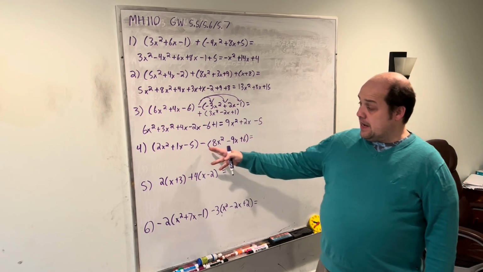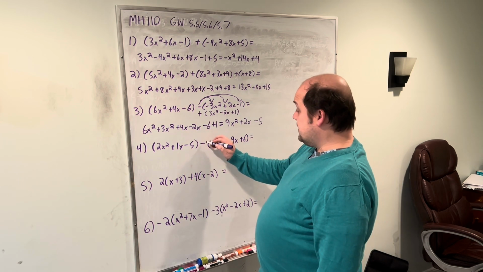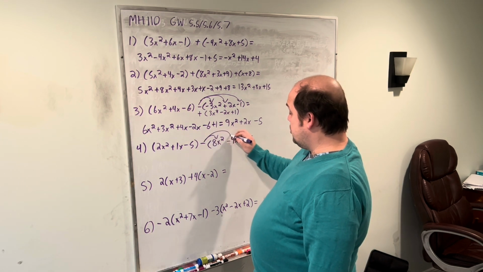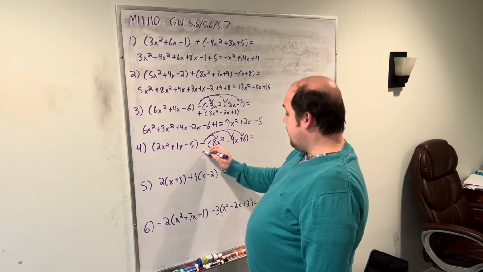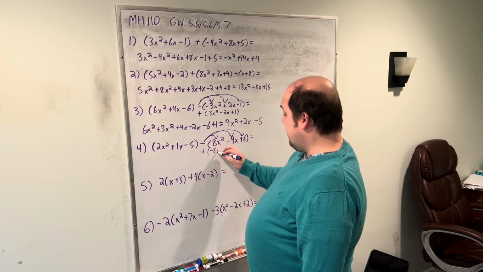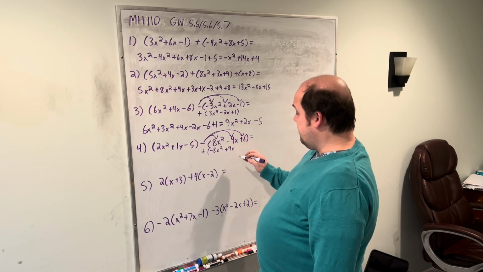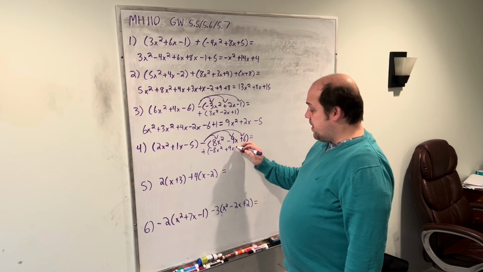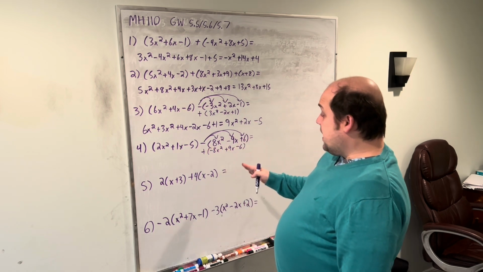Again, I'm going to begin problem 4 by distributing that negative. The negative sign outside the second parentheses goes to each thing inside the parentheses. What used to be an 8x squared now becomes a negative 8x squared. What used to be a negative 9x becomes positive 9x. And what used to be a positive 6 becomes negative 6.